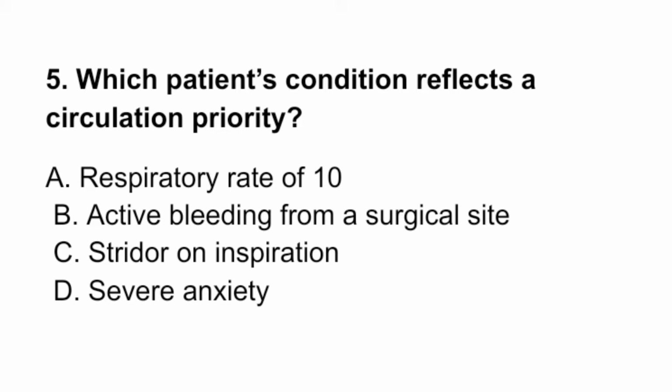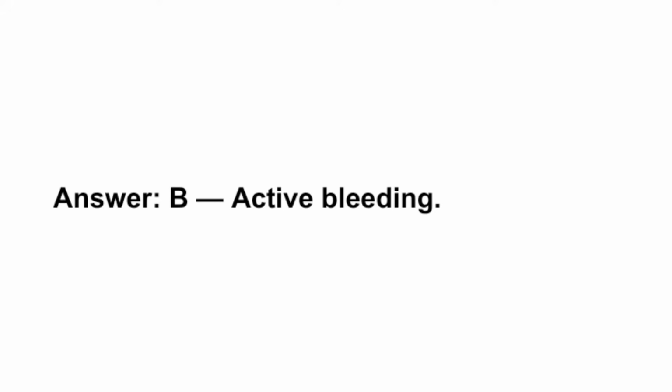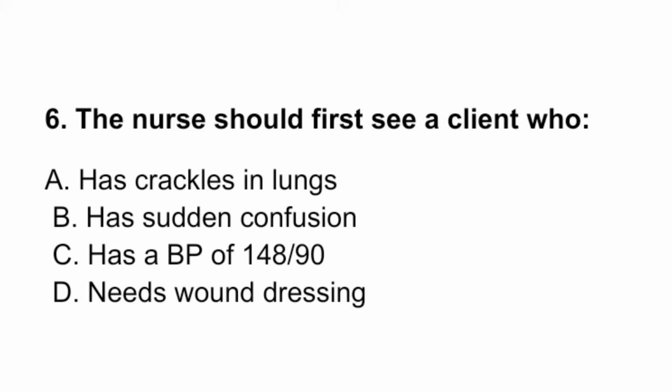5. Which patient's condition reflects a circulation priority? A. Respiratory rate of 10. B. Active bleeding from the surgical site. C. Stridor on inspiration. D. Severe anxiety. Answer: B. Active bleeding.